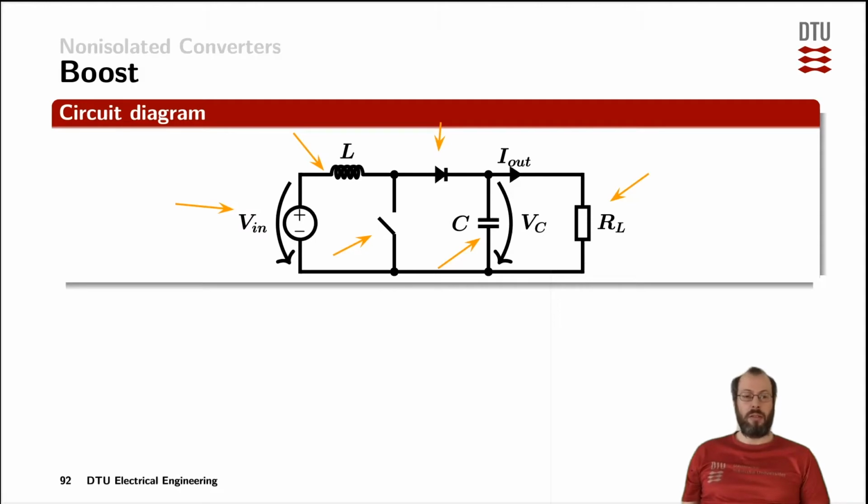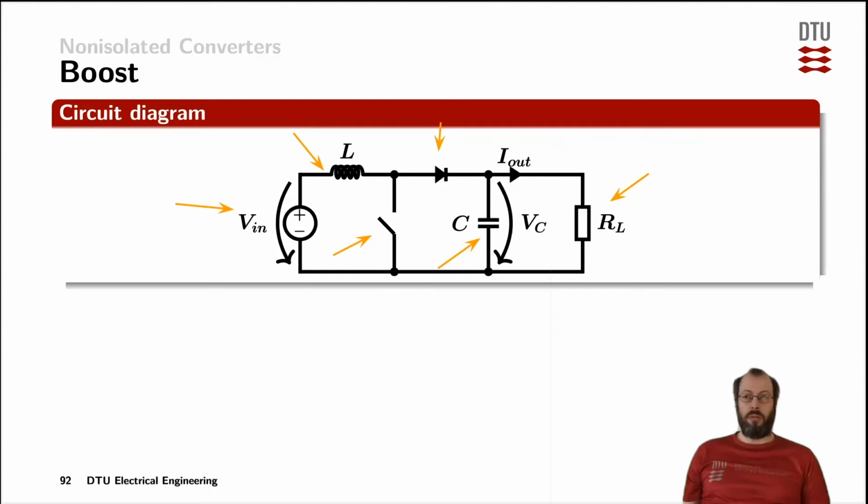The inductor is in series with the input. And as we will later see, that means that the required DC current through an inductor is equivalent to the input current of the converter because they are physically connected like that.